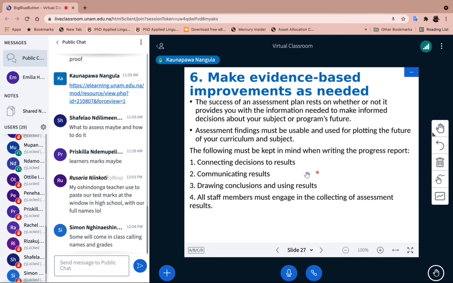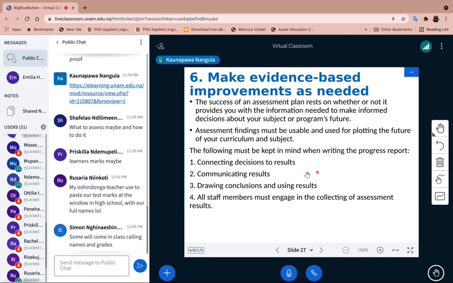And then number 3, draw conclusions and then use the results. So what decision are you going to make with the results that you have gotten? You make a conclusion and then you use it for the purpose that you have already predetermined from the very beginning of the assessment plan.